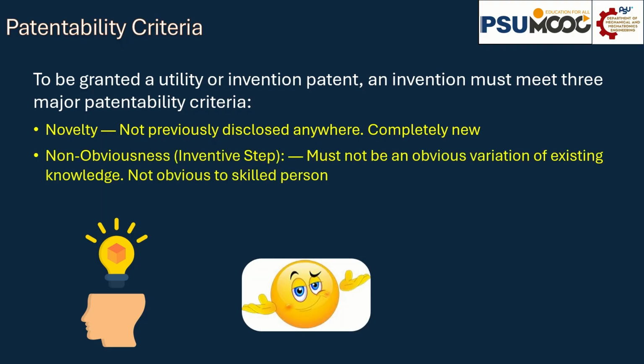Second is the inventive step. Sometimes this is called non-obviousness. The invention must not be an obvious modification that a skilled person could easily derive from existing knowledge.